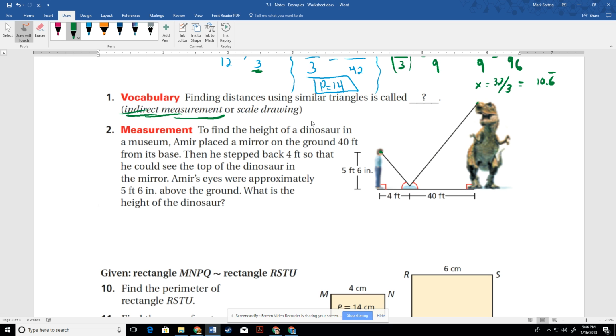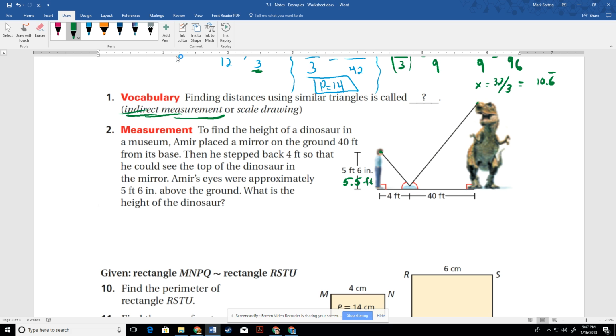But either way, we know these triangles are similar. They're marked as similar, so we can do that. I'm going to say that this is going to be 66 inches, right? 5'6". Actually, everything is in feet, so you know what I'm going to do? I'm going to not do that. Everything's in feet already. So what I'm going to do is call 5'6" well, 6 inches is half of a foot, so 5.5 feet, basically.